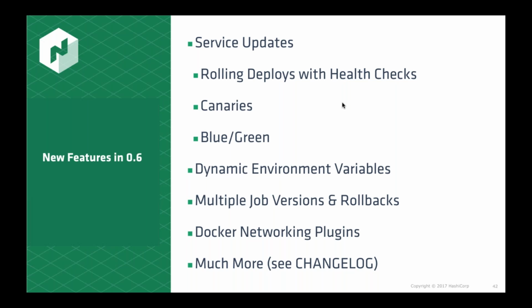The other major improvement is dynamic environment variables. So previously, we supported dynamic configuration templates, and apps could source their config file, which was dynamically rendered. Now we can do the same thing with environment variables. Nomad also now tracks multiple versions of every job. And so this combined with the service update features lets us do really rich things like automated rollbacks, manual rollbacks, as well as diffing to be able to see what's changed between versions. There's now integration to be able to use Docker networking plugins, and a lot more that we're just not going to have time to talk about. So I recommend taking a look at the change log.